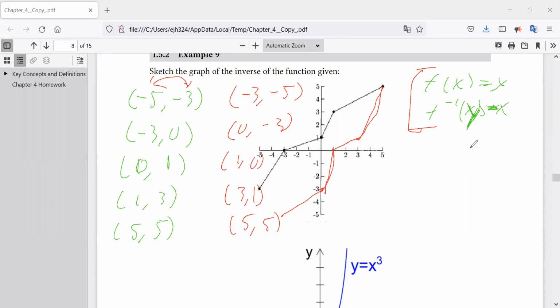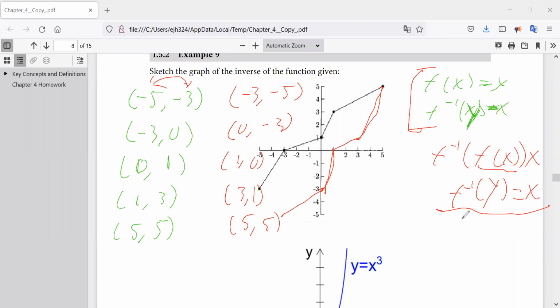We have f inverse of f of x, we need to get x out, right? But f of x here is y, right? So f inverse of y has to be equal to x. And this is just one of the ways that we can define the inverse.